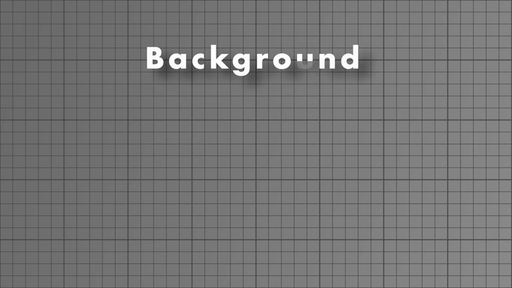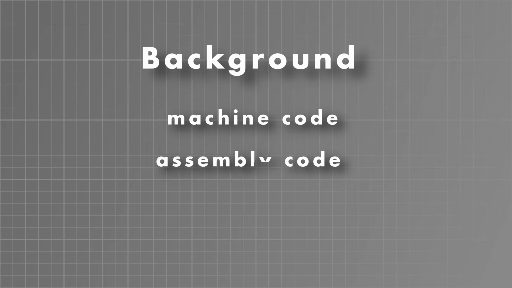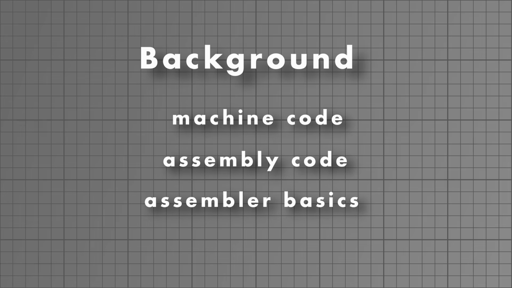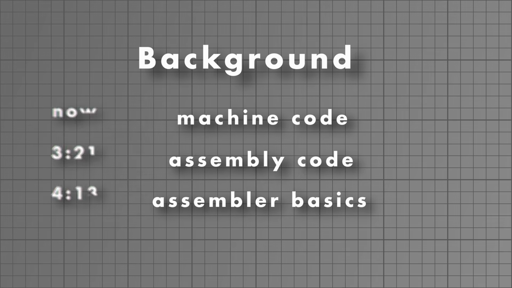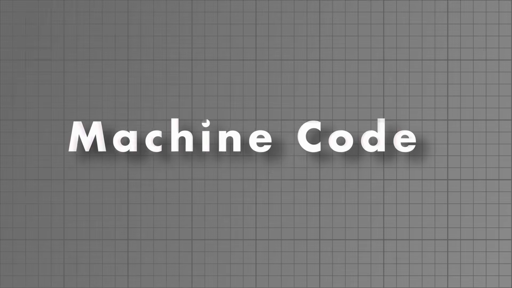Okay, background. I'll give a quick summary of what machine code is, what assembly code is, and the basics of what an assembler does. Here are some time codes if you want to skip some stuff. Machine code. Machine code is the binary format used to encode the instructions that a computer directly runs. Assembly and high-level languages like C++ are meant to be readable by humans, and they need to be translated into machine code so that a computer can understand them.